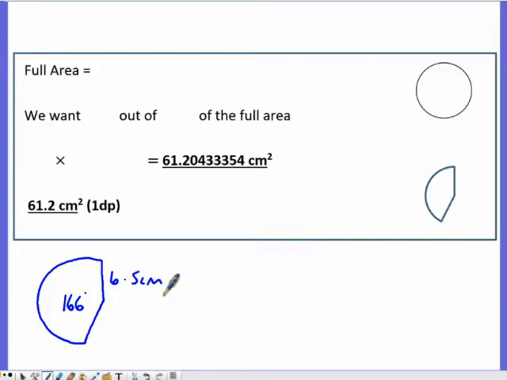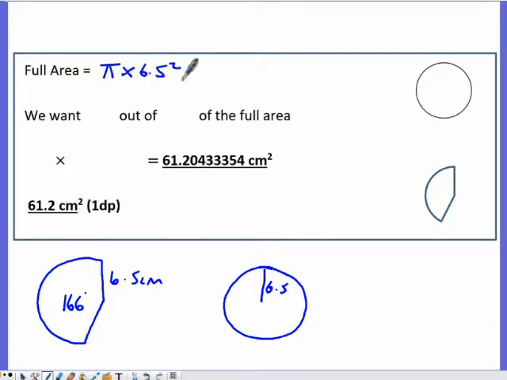We're going to start with the full area. If I gave you the circle as a full circle with a radius of 6.5, we would say the full area is pi r squared, where the radius is 6.5. If you type this into your calculator, you get the answer as 132.732.